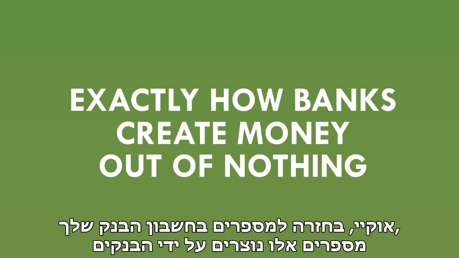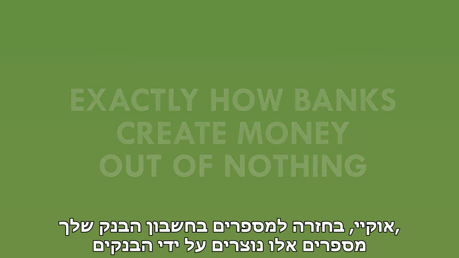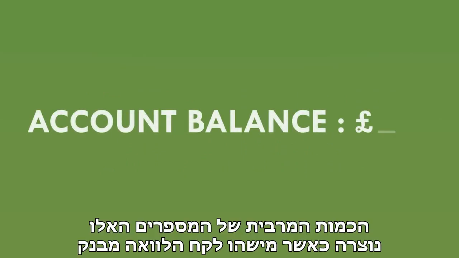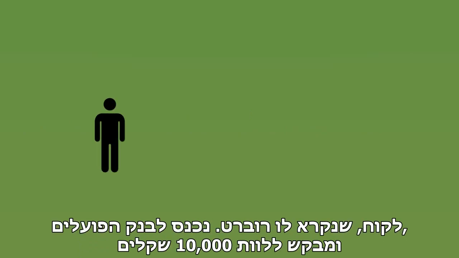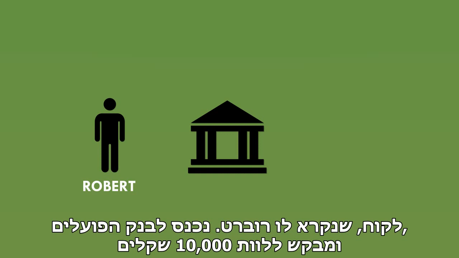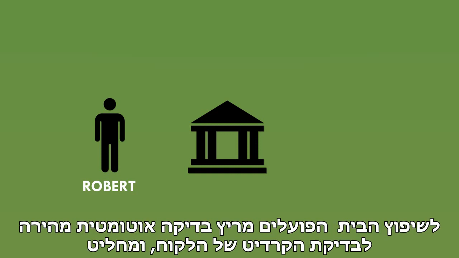Okay, back to the numbers in your bank account. These numbers are all created by banks. The vast majority of these numbers were created when somebody took out a loan from a bank. Let's see how this happens. A customer, who we'll call Robert, walks into a Barclays bank and asks to borrow £10,000 for home improvements.